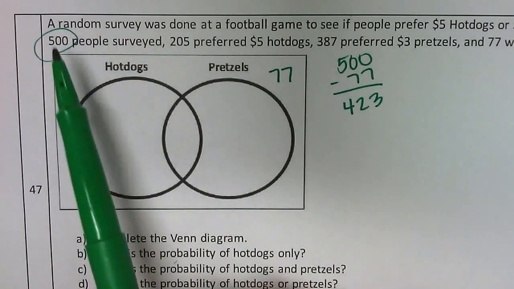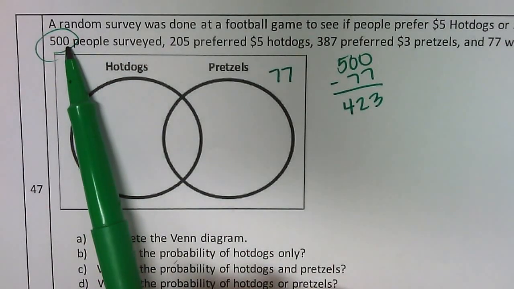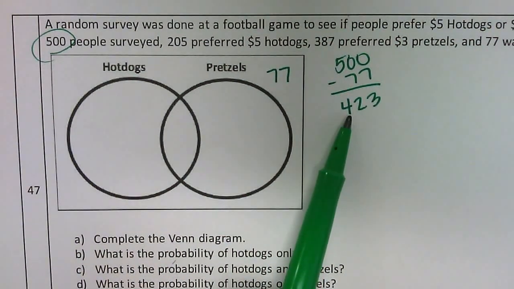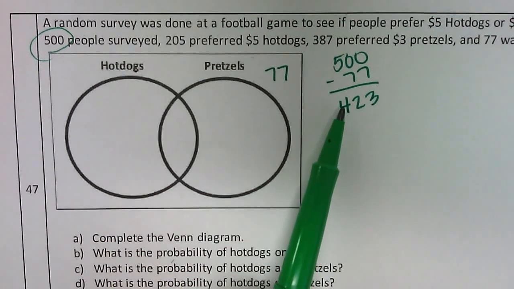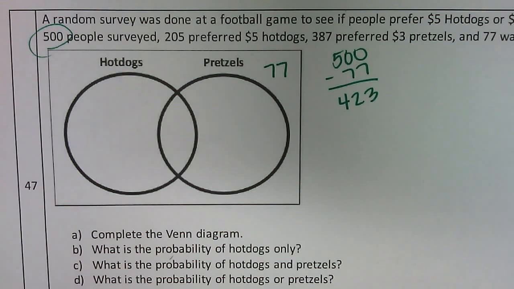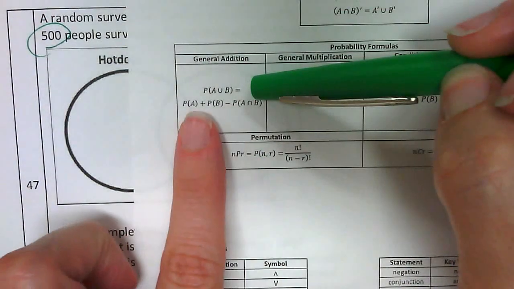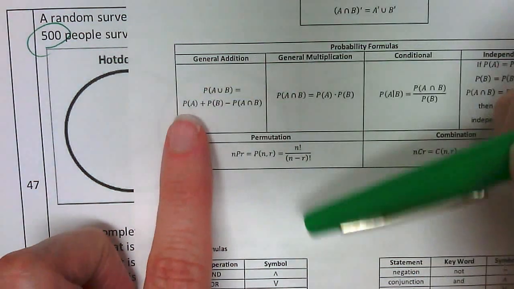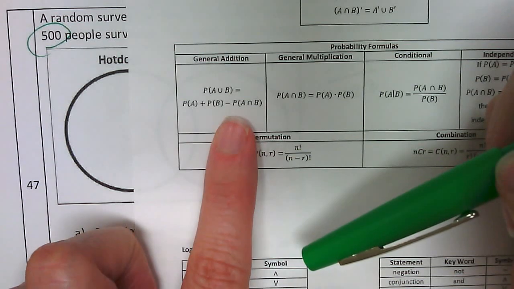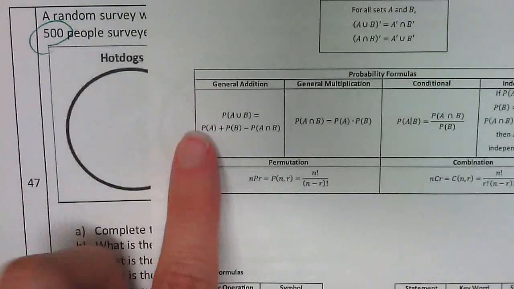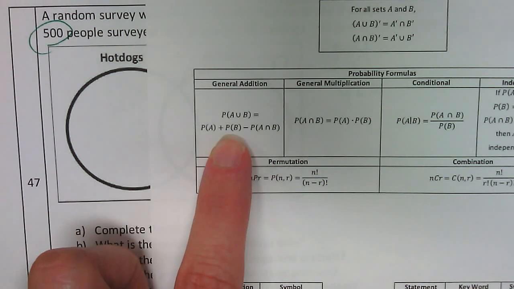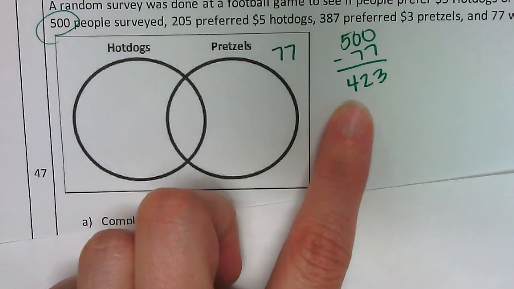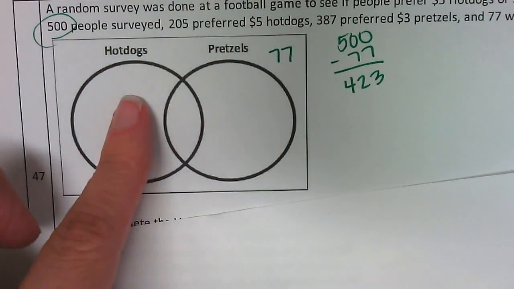All right, for this probability question, we have 500 total people surveyed. We know 77 wanted neither, so we're going to subtract that from the total to get 423. In order to fill out this Venn diagram, we're going to need to think about this formula. It says the probability of A union B equals probability of A plus the probability of B minus the overlap. We have probability of A and probability of B, and we have the union. Because if 77 is on the outside, 423 has to be somewhere inside here.